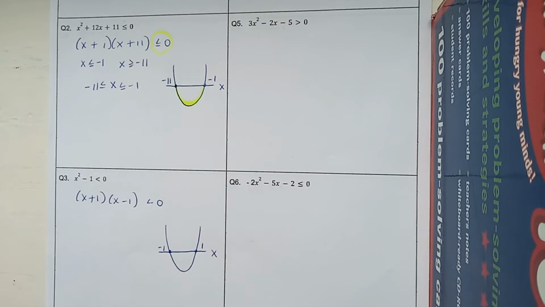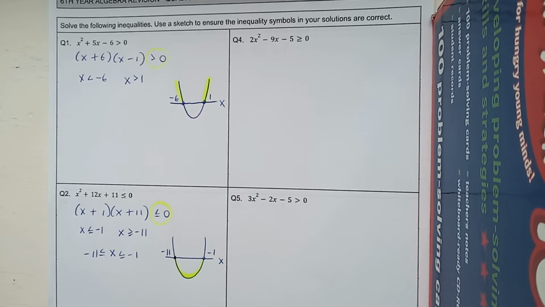Again, this time I'm looking at less than 0, so I'm below the x-axis. X is to the right of minus 1 and x is to the left of 1. And again, I can write it as one statement if I wish. Question 4. First I'll factorise, then I'll sketch. I'll note the inequality symbol.